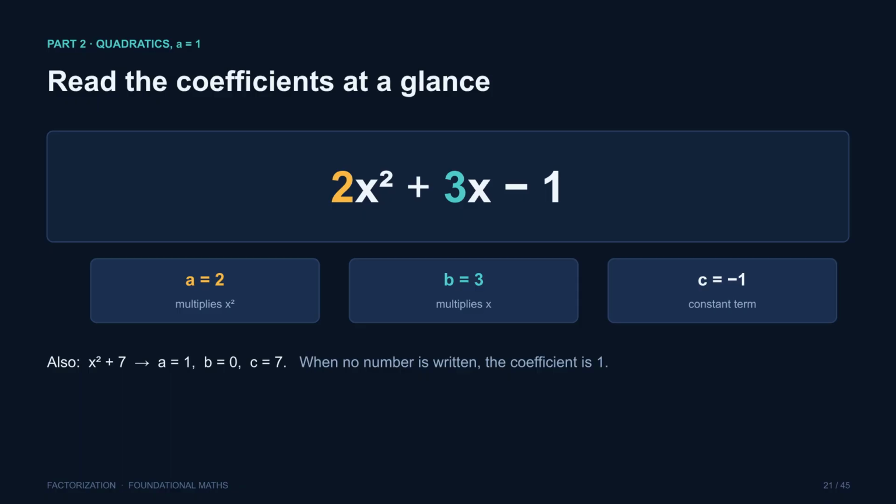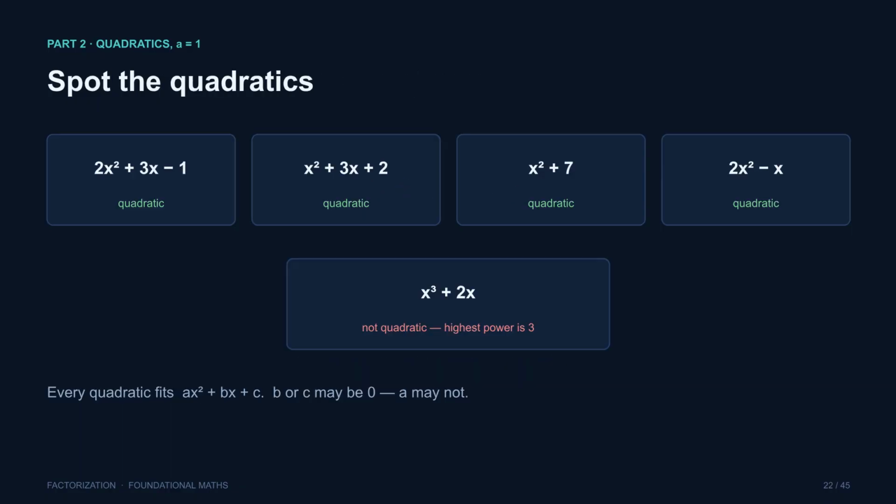In 2x squared plus 3x minus 1, a is 2, b is 3, and c is minus 1. In x squared plus 7, the invisible coefficients are a equals 1 and b equals 0. All 4 expressions on the top row are quadratics, even x squared plus 7, where b is 0. The cube on the bottom row is the odd one out, as its highest power is 3, not 2.